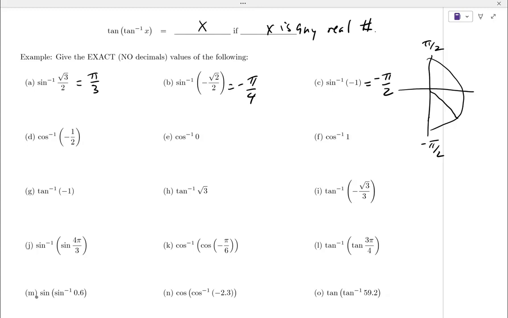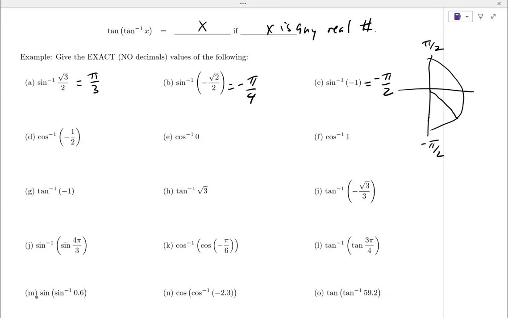Let's look at the next row. All of the next row involve inverse cosine. Where do we restrict our cosine function in order to be able to define our inverse cosine? Where did we restrict to for cosine? Was it the same negative pi over 2 to pi over 2? It was 0 to pi, right?